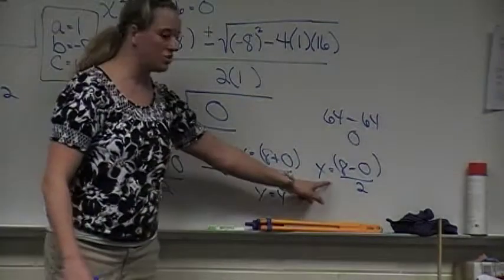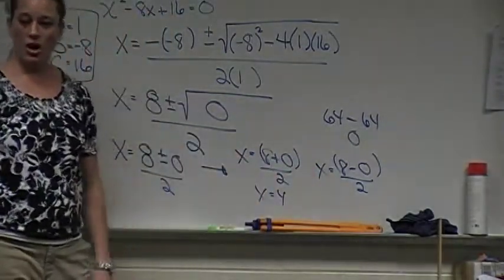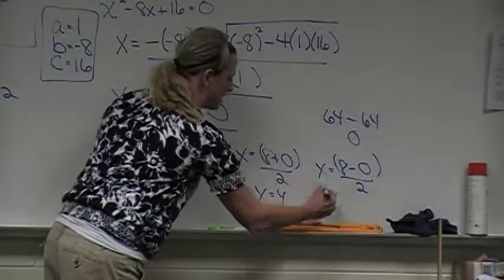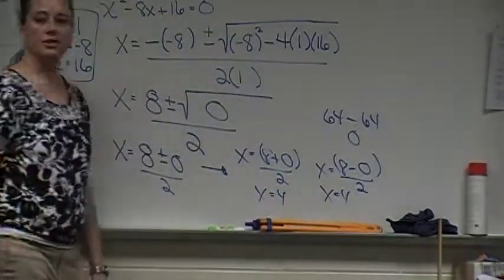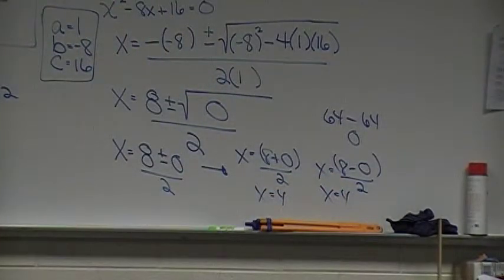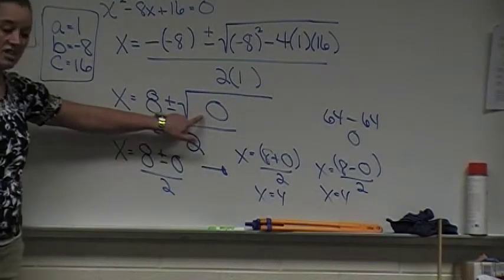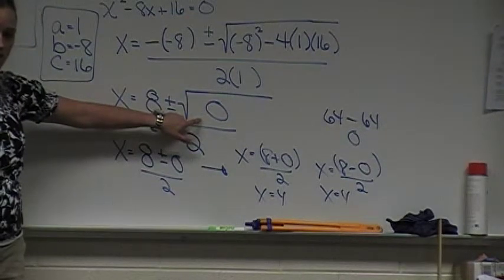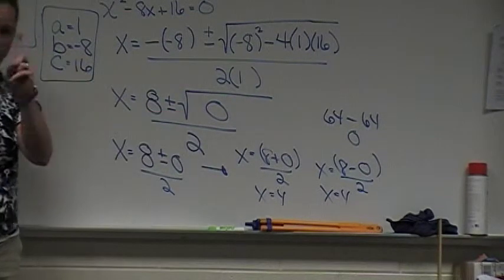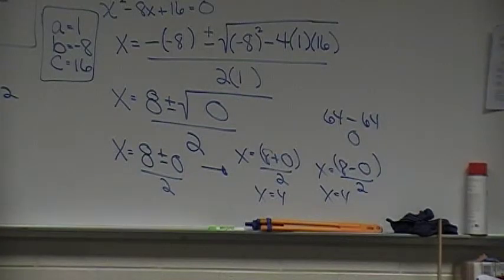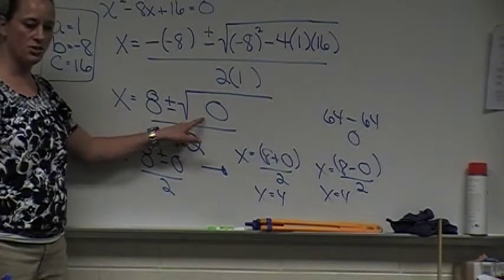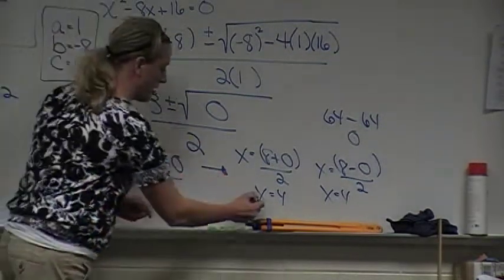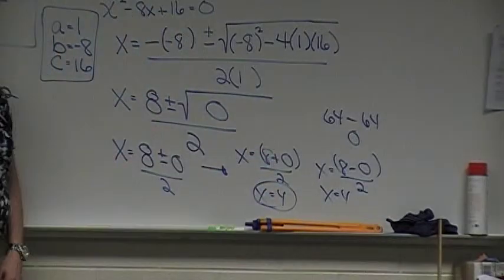Now guys, what's this answer going to be? 4. Also 4. Why are they going to be the same answer? Because you're adding and subtracting by 0. Exactly, Kaya. You're adding to 0 and subtracting by 0. Does that change the result? No. So that's why when this number right here under the radical, which we call the discriminant, is 0, we're always only going to get one answer. Okay? So if this number under the radical is 0, you always know that you're only going to get one answer. You don't need to put that same answer twice.